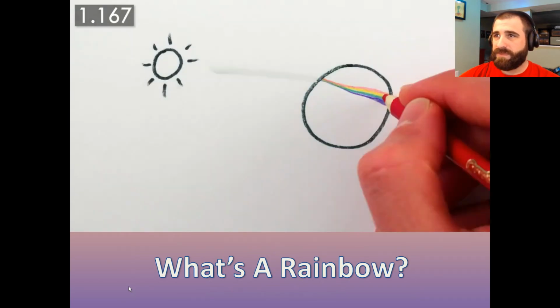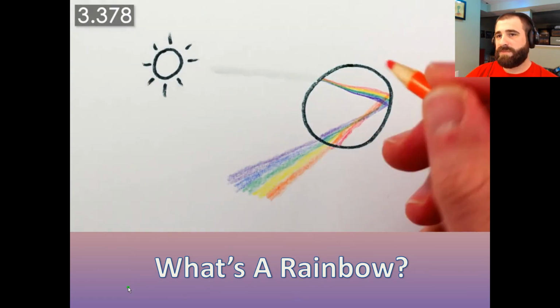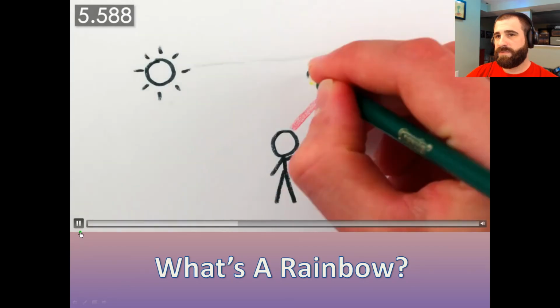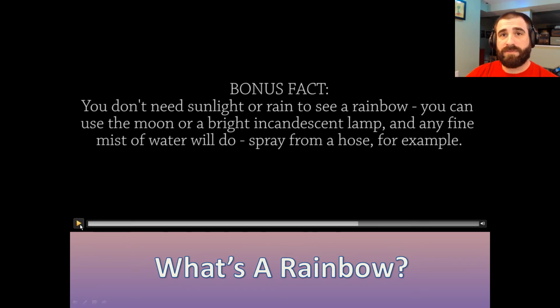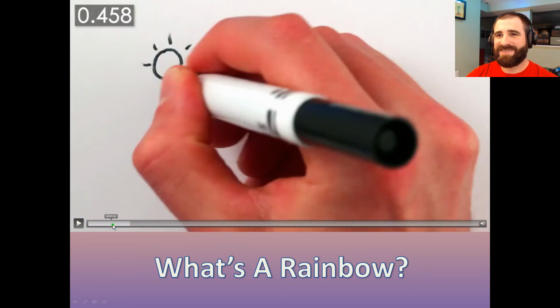When white light bounces off the back of a spherical raindrop, the light is spread into colors as if by a prism. You might see red light from one drop, yellow from another, orange from a third, and so on, each part of your rainbow coming from a different raindrop. Got it? Cool? Alright, moving on. I'm just kidding. Let's go break that down.